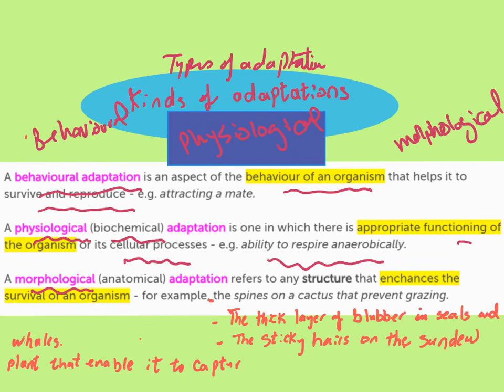Morphological adaptation, sometimes called anatomical or structural adaptation, covers any structure of the organism which helps it to survive in its environment. Like when the cactus has grown spines to prevent grazing, or the camel has a hump to store fat, which helps it to live in drastic environmental conditions.